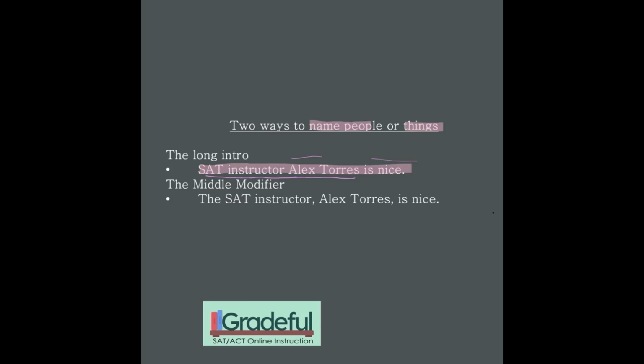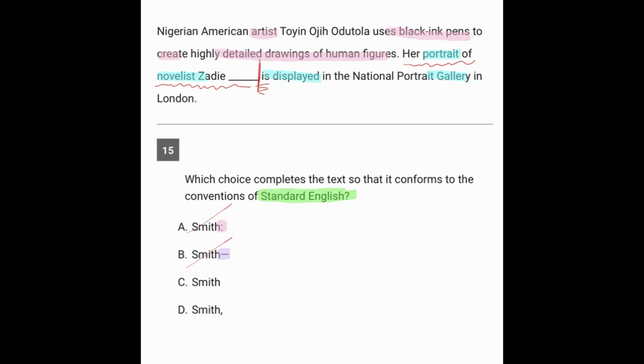The alternative to that would be the middle modifier. For instance, the SAT instructor, Alex Torres, is nice. This would only work if you were able to get rid of the piece in between and the rest of it were to read well, which couldn't have been done in this situation, by the way. So this question is about the long intro. We're seeing that her portrait of novelist Zadie Smith is displayed in this gallery. So for instance, let's just say I replace the whole name with just Smith, then that would work great. Her portrait of Smith is displayed in the gallery. So we don't want any commas at all because that's generally how the long intro works. And the answer here is C.